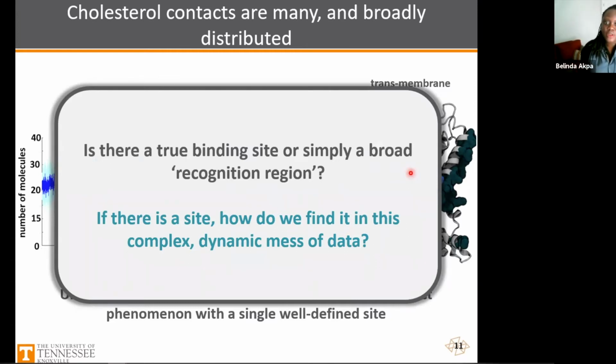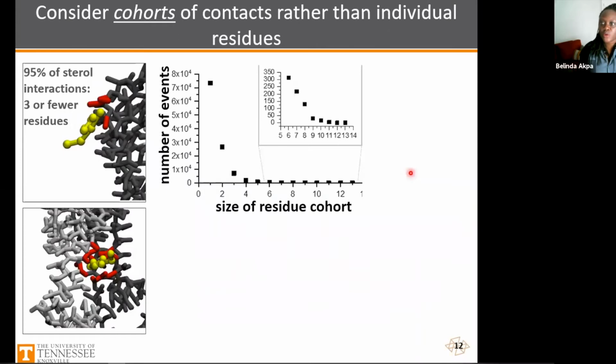We didn't stop there. We said, okay, well, there might still be a site. Maybe we're just not asking the right question of our data. So we thought about, what is the nature of a binding site? A binding site is not a residue in contact with a sterol molecule. It's a cohort of residues that form a favorable slot for the ligand to interact with the protein. Residues concurrently in contact with the sterol molecule.